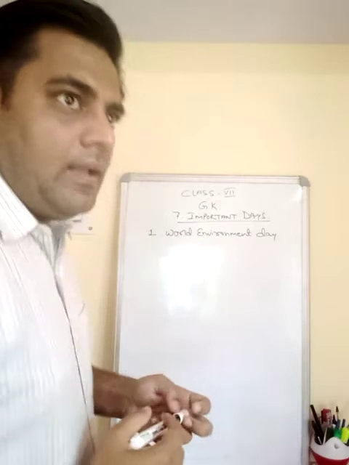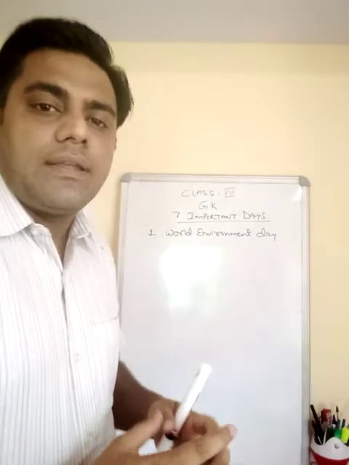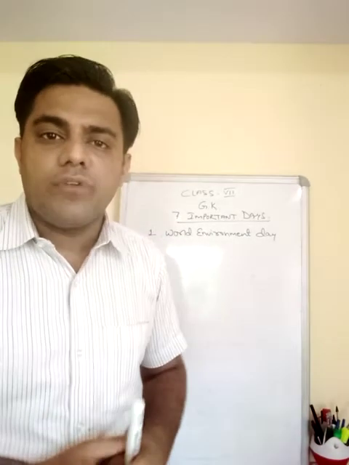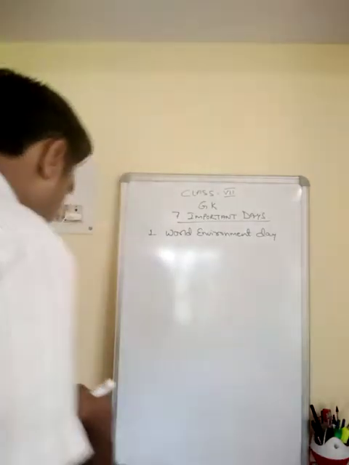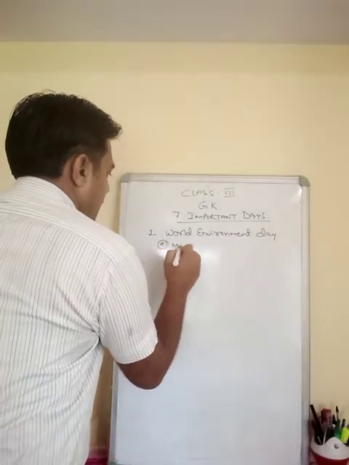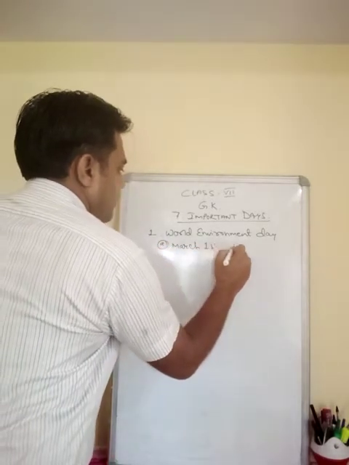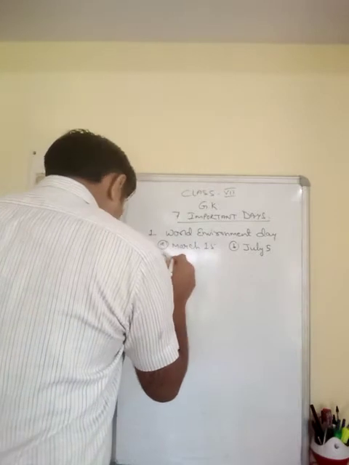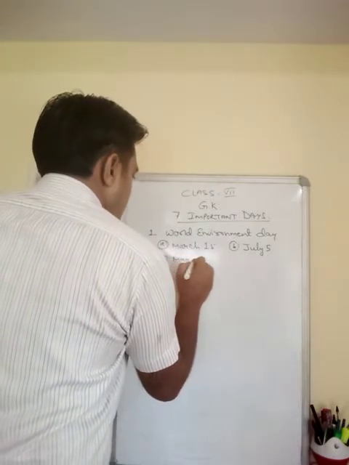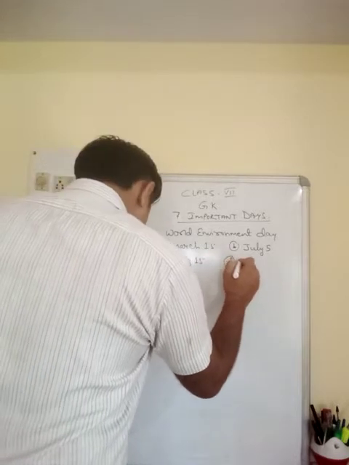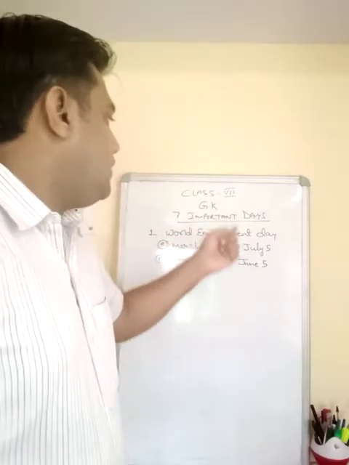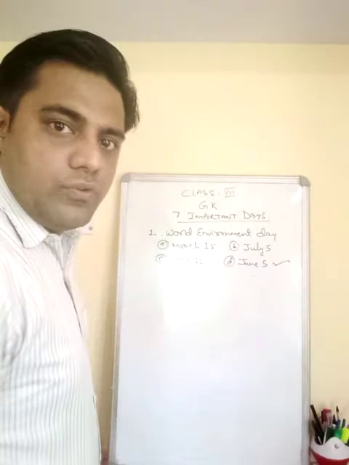World Environment Day, a day specially marked so that people can retake their oath of protecting the environment and do the needful towards preventing it from over pollution. So there are four options given. Number A, March 15. Then you have number B, July 5. You have number C, May 15, and your number D, June 5. So dear children, International and World Environment Day is celebrated on June 5. If your answer is June 5, it's absolutely correct.